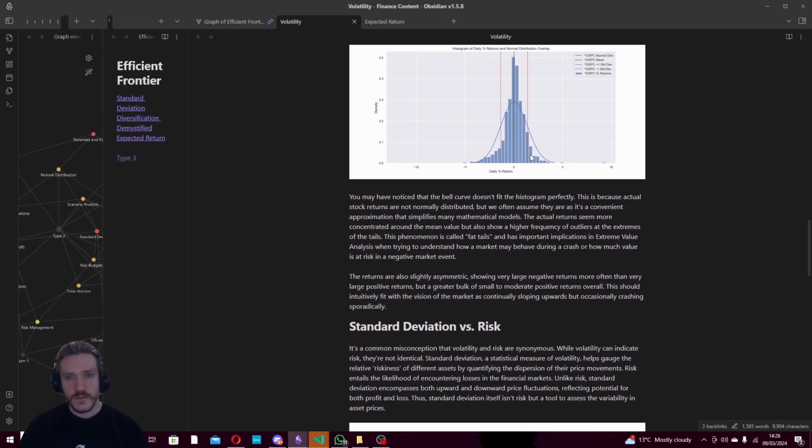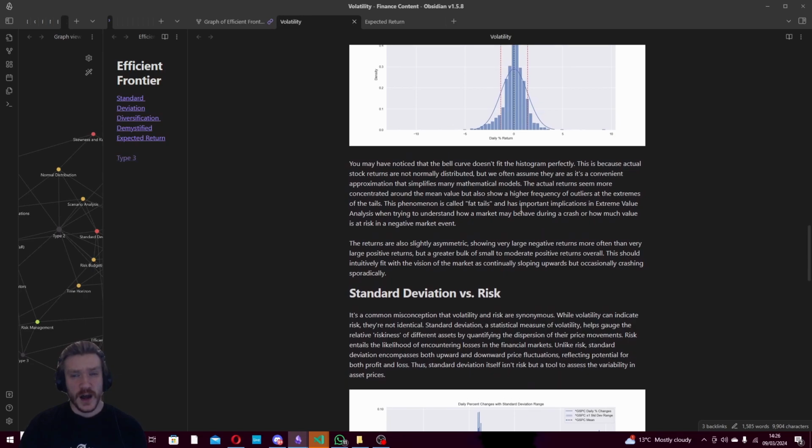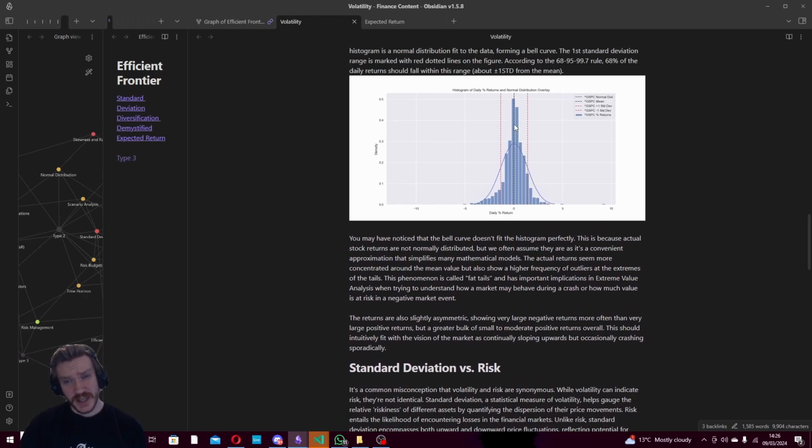So when you're looking at this, you might realize the bell curve doesn't really fit the actual histogram very nicely. It doesn't fit the bar chart that well, for a couple of reasons. The actual histogram is much taller at the mean, right? There are a lot more values tightly packed around the mean. And then as we get to the edges here, there are more outliers of extreme decreases or extreme increases that occur on a daily basis. So this is normal, right?